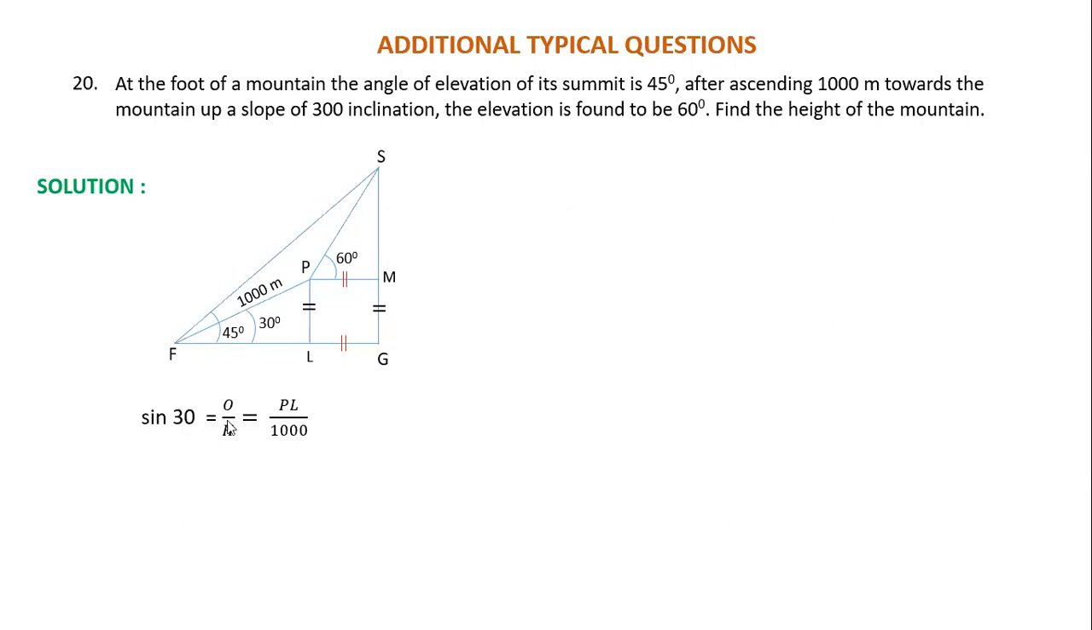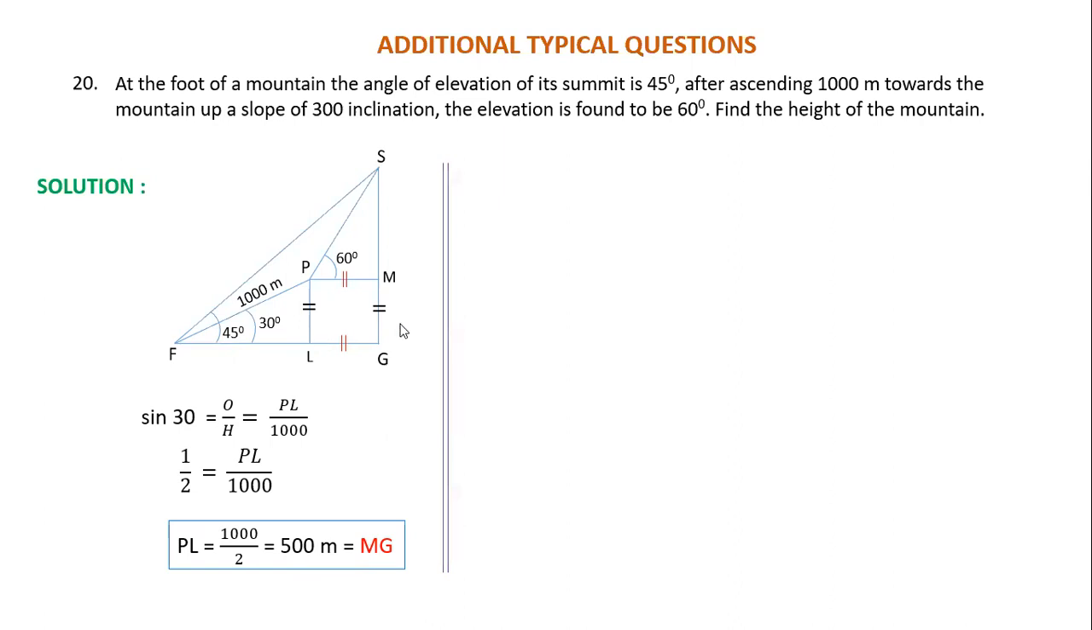Sin 30 is equal to PL upon 1000. Sin 30 is 1 by 2 equal to PL upon 1000. So PL is equal to 1000 upon 2, that is 500 meters. So PL is 500 meters, that means MG is also 500 meters. Because these two are equal, therefore we have found PL. PL is 500, so MG is also 500.